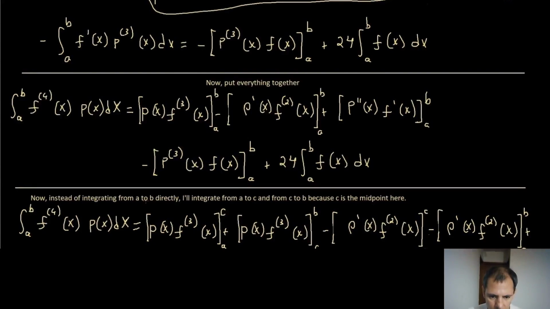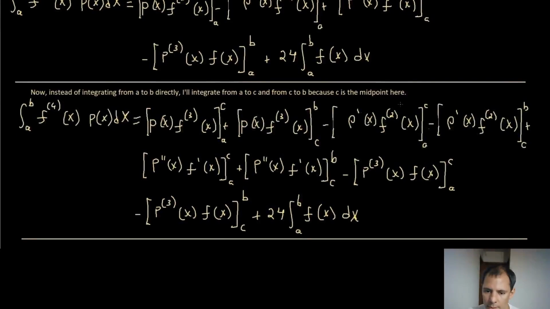Now, instead of integrating from a to b directly, I'll integrate from a to c and from c to b, because c is the midpoint here. So like I said, c is the midpoint. This one here is actually going to become 2 terms. You have p of x, the third derivative of f of x, and you have p of x, the third derivative of f of x, again, from a to c and from c to b. This one, the same thing, from a to c and from c to b, except the last one. The last one, I'm just going to keep it this way. And this is what you come up with.